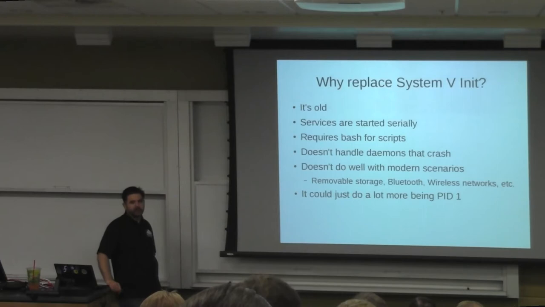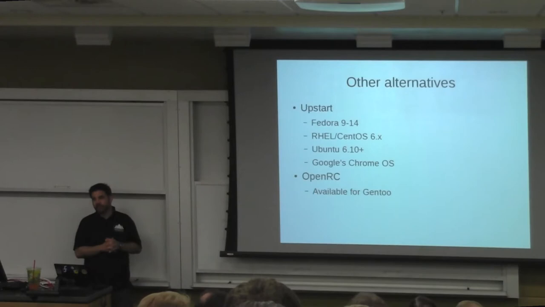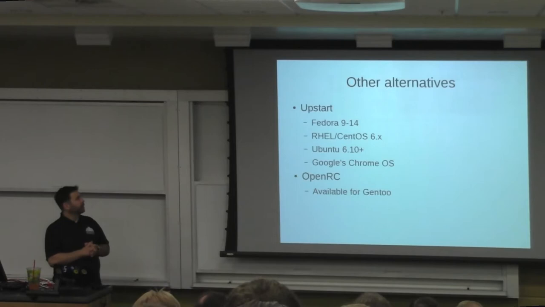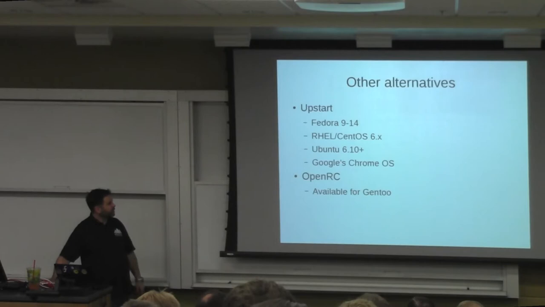And then there's the argument that could be made, well, you're init, you're running in process ID 1, you can do a lot more than what you're doing. So there have been many alternatives to init that have been brought up over the history of Unix and Linux. A very popular one is upstart, and it kind of got some foothold with some earlier versions of Fedora. Red Hat and CentOS 6 use upstart, and a lot of people don't even realize that. Ubuntu has been using it for a while. Google's Chrome OS uses it. There's another one called OpenRC that I don't know anything about except that Gentoo uses it.